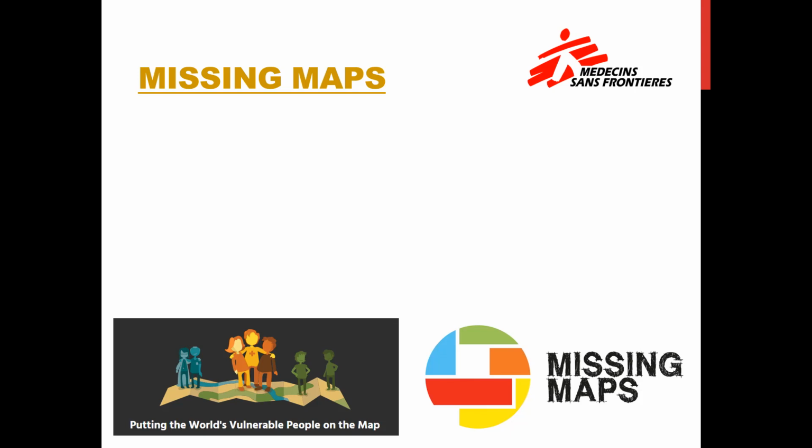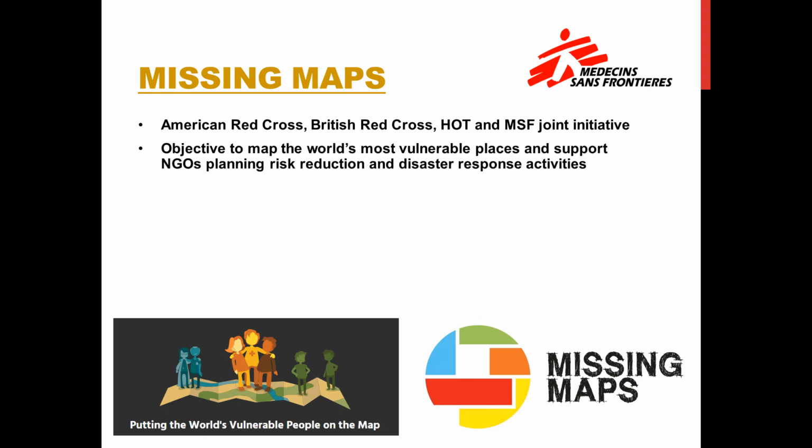Finally, the Missing Maps project is an American Red Cross, British Red Cross, HOT and MSF joint initiative with the primary and long-term objective to map the world's most vulnerable places and support NGOs planning risk reduction and disaster response activities. The project utilises OSM, HOT tools, and involves 3 steps.